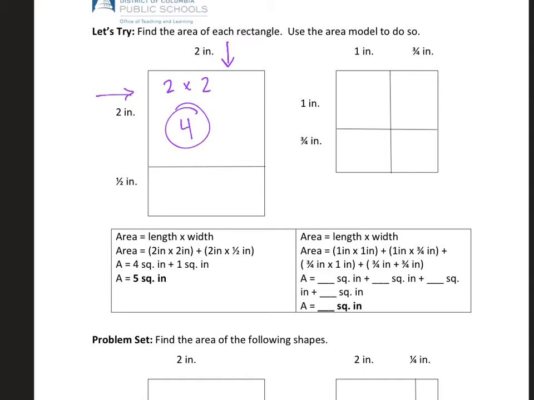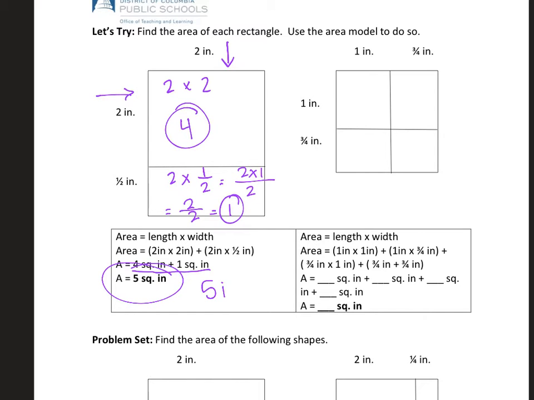And then down here, I'm going to have 2 times 1/2. Okay, I know that I set this up as 2 times 1 over 2. That gives me 2 over 2, which is the same as 1 whole. All right, so then they said down here, they already filled it in for you where they added it together. 4 square inches plus 1 square inch is going to give you a total of 5 square inches.